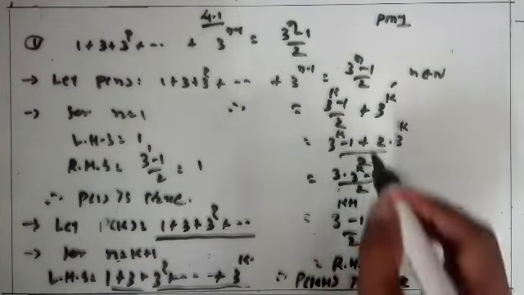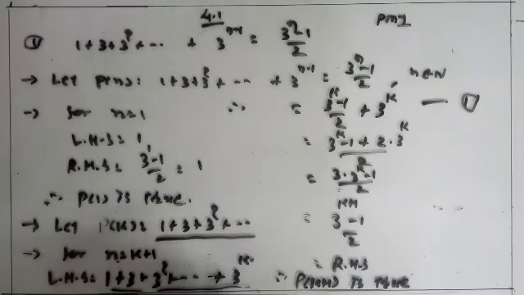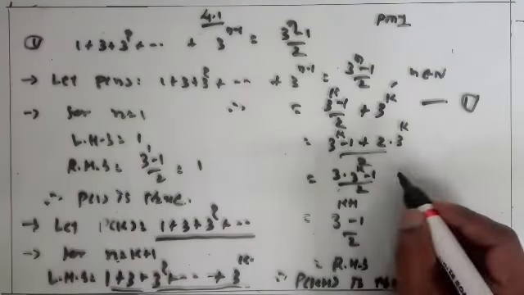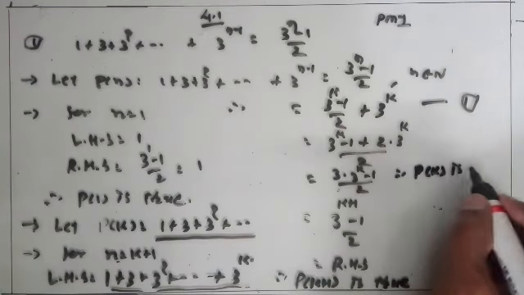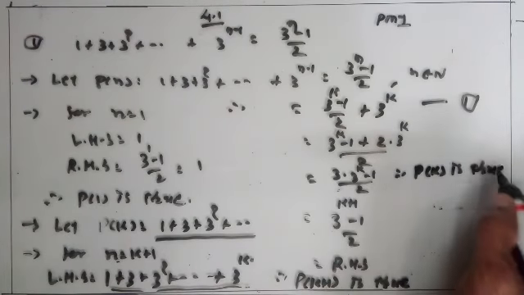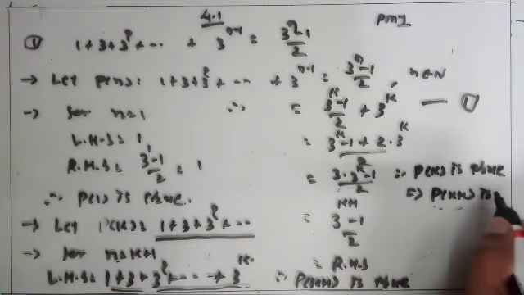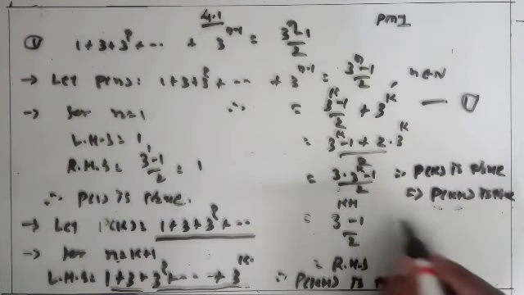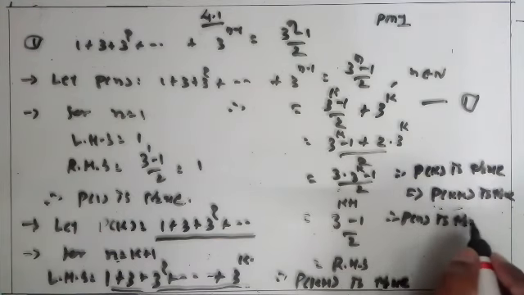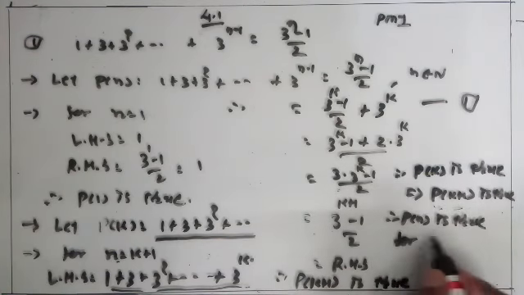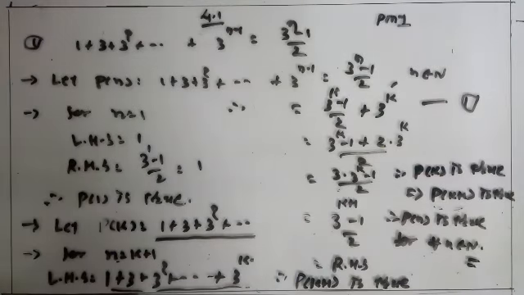Clear? Here we use this result number 1. Okay, here given this result. Therefore Pk is true implies Pk plus 1 is true. So Pn is true for all n belongs to N. Clear this?